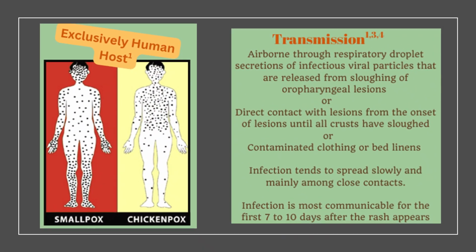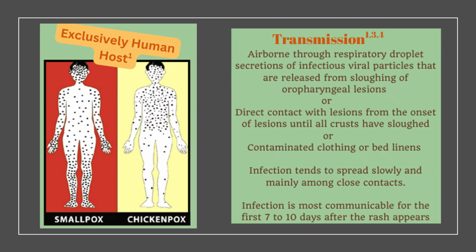Transmission occurs mostly airborne through respiratory droplets, secretions of infectious viral particles that are released from the sloughing of the oropharyngeal lesions. Transmission also occurs through direct contact with the lesions from the onset of lesions until all the crust has sloughed. It also transmits through contaminated clothing or bed linens. As we saw in the beginning of the slide presentation, the U.S. Army was giving the Native Americans infected bed linen to infect the Native American tribes and kill them off, as they were considered, quote unquote, a problem.